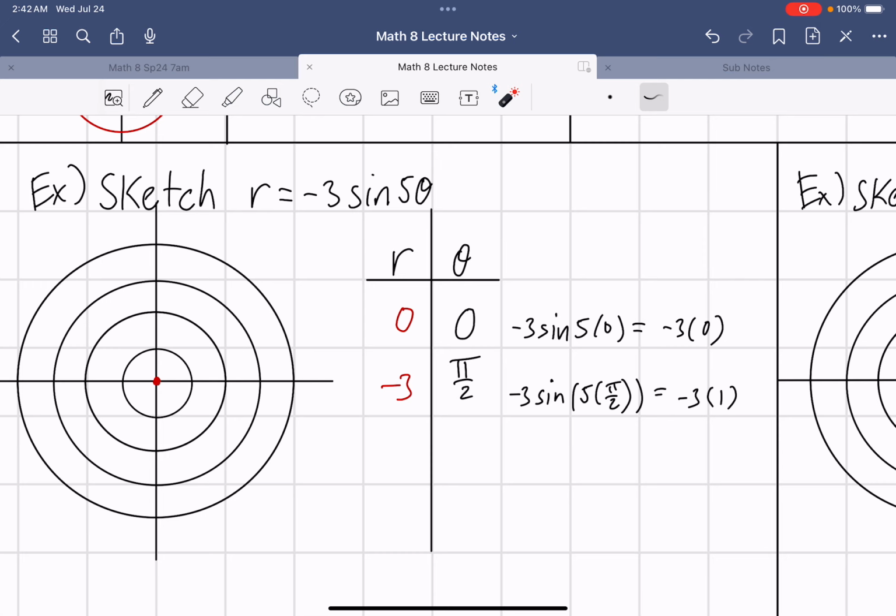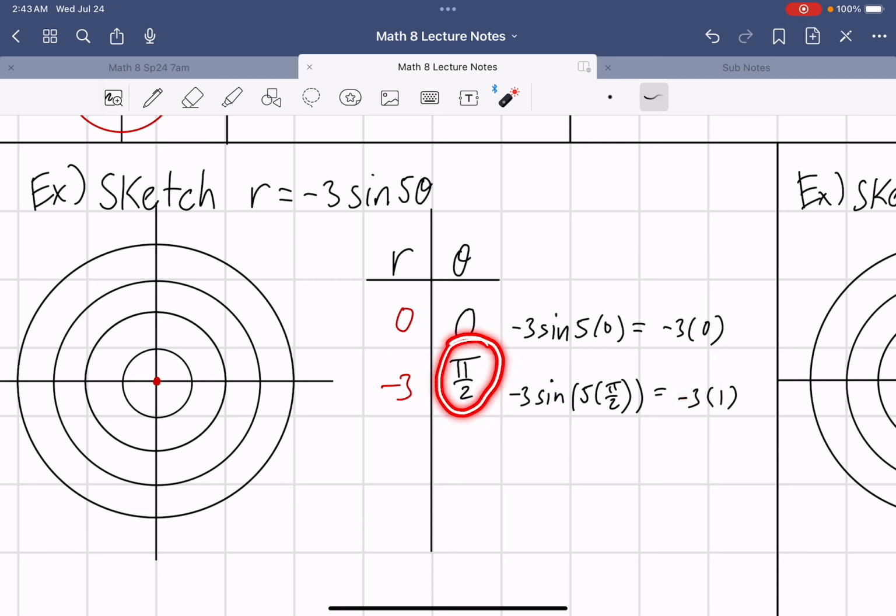Now this is where we have to be careful. Yes, I counted 1, 2, 3, 4, 5. But that was because there's a 5 as a coefficient. And 5 times pi over 2 becomes 5 pi over 2. But that's just evaluating at sine. That would give me 1. And negative 3 times 1 is negative 3.